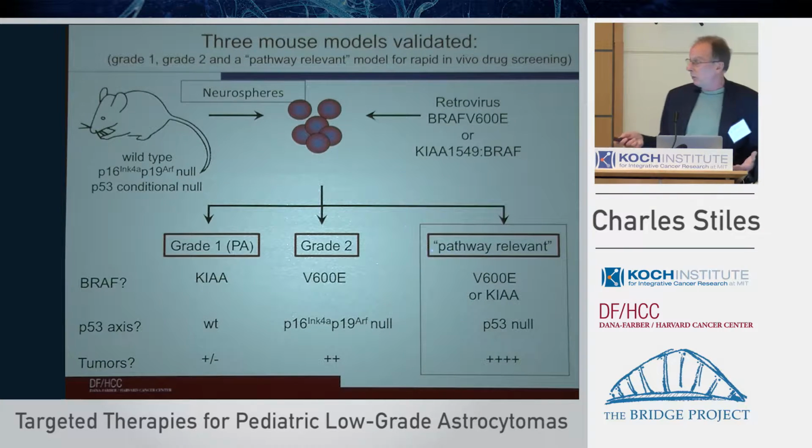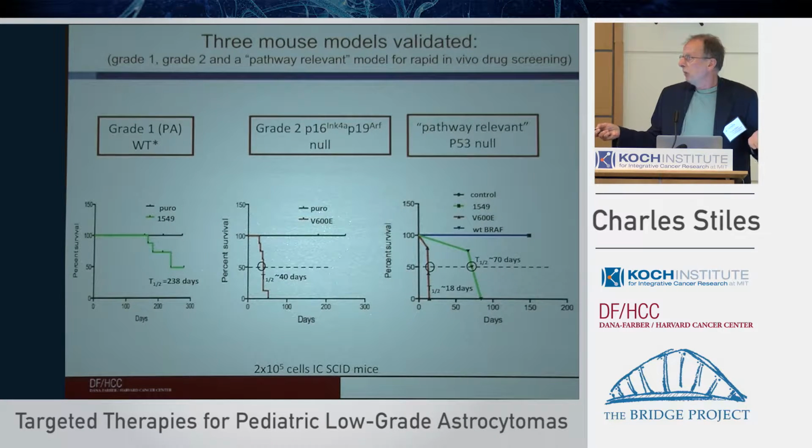This is the actual data. That's a juvenile pilocytic mouse model. It makes tumors, but it takes almost a year. Really can't do anything with it. This is our WHO grade 2 low-grade glioma, not otherwise specified model. Makes tumors in a reasonable period of time. You could work with it.